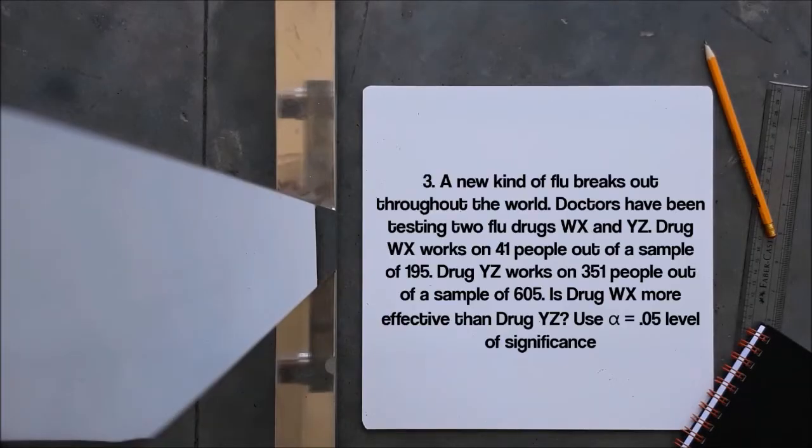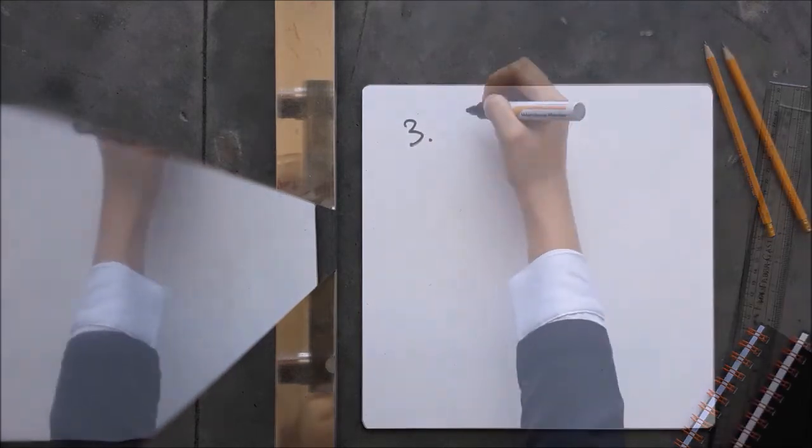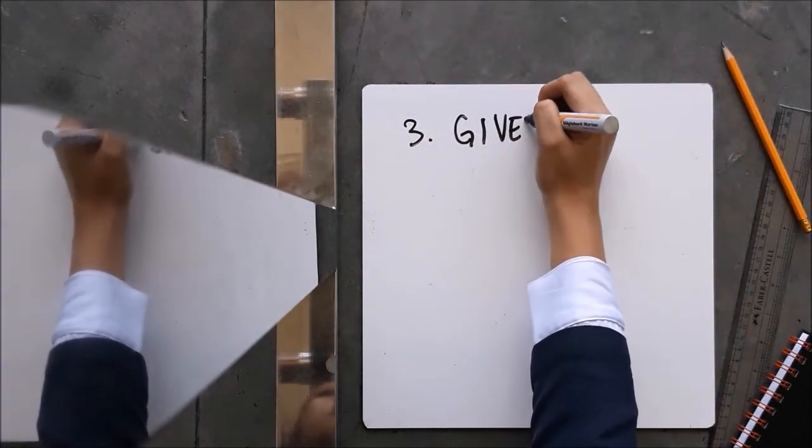Problem number 3. A new kind of flu breaks out throughout the world. Doctors have been testing two flu drugs, WX and YZ. Drug WX works on 41 people out of a sample of 195. Drug YZ works on 351 people out of a sample of 605. Is drug WX more effective than drug YZ? Use alpha is equal to 0.05 level of significance.